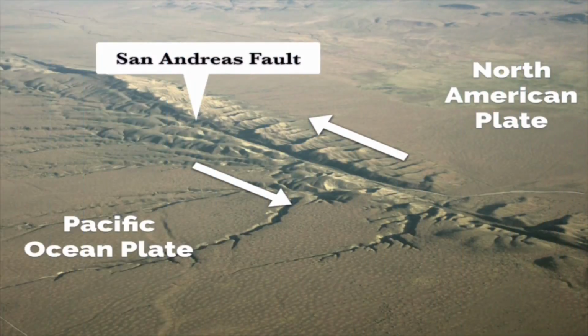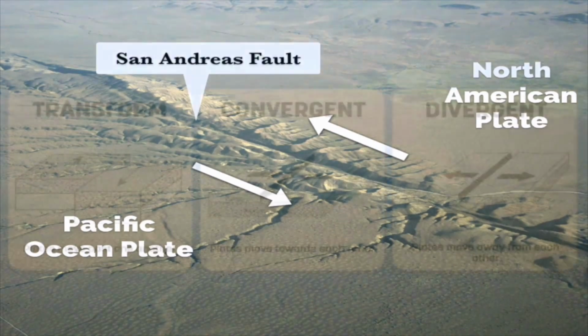In the United States, an example of a fault would be the San Andreas Fault, located on the west coast of the United States in California. At this plate boundary, the North American plate is moving northwards, or I should say northwest, relative to the Pacific Ocean plate, which is kind of moving southwards.